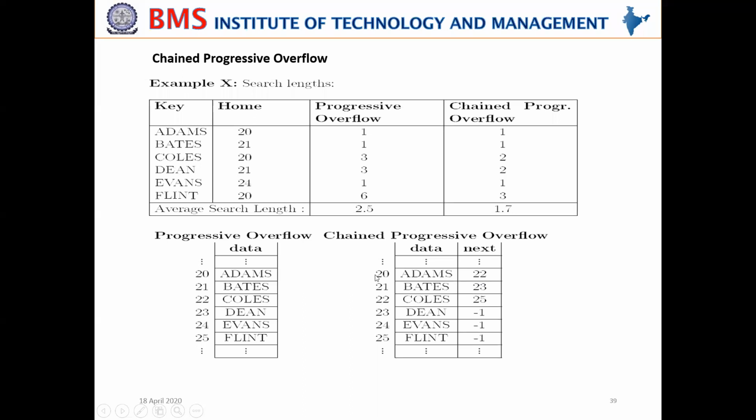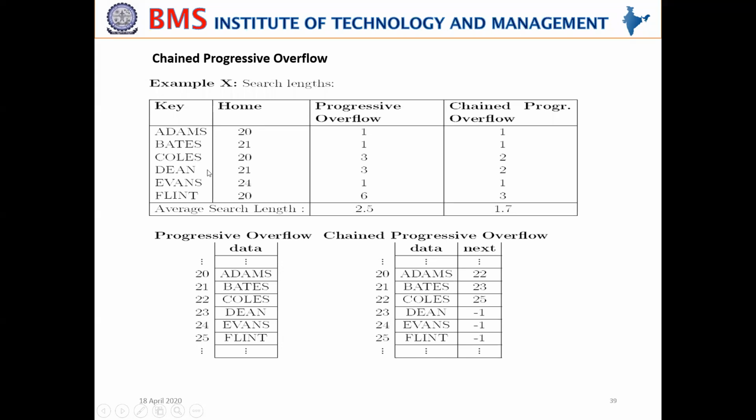Now Dean 21, I'll go to 21. At 21 some record is already stored. So what do I do? Check for the next successive location. The next successive location is here. As per progressive overflow, at this location 23, I'm going to store it here because the home address of Dean was 21. Since the space was not free there, I come here and store its position value here as 23, indicating that okay, Dean is here. So where is the next record with the same home address? It is present at location 23.